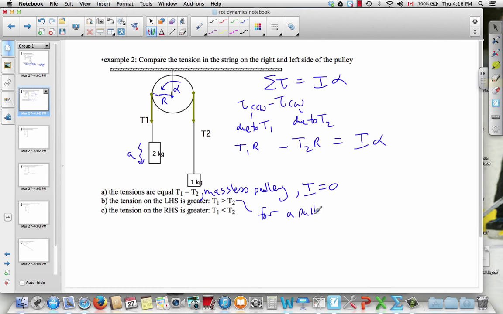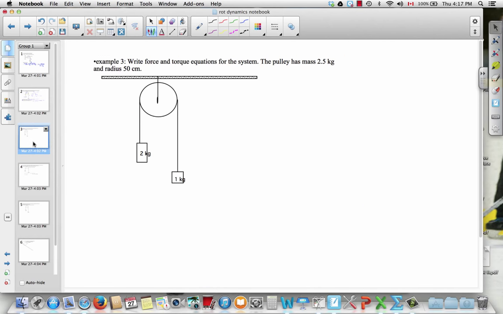So for a pulley with mass, the two tensions are not equal to each other, and T1 will be greater. And this is the problem of interest to us here. So, two ideas to keep in mind with these problems. Tension torques the pulley, and the two tensions aren't the same. The one that's winning in the direction of the acceleration must be larger. So let's try a problem then.